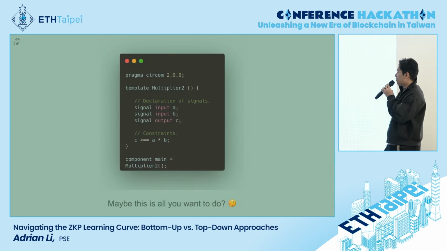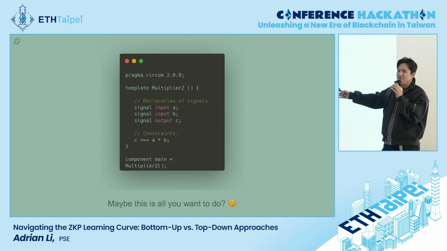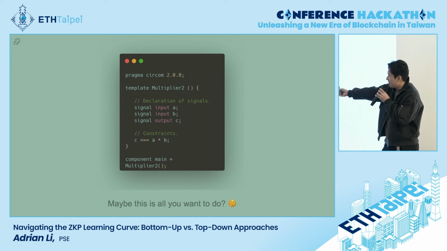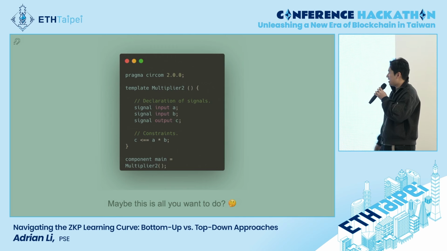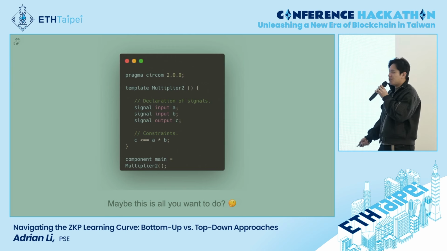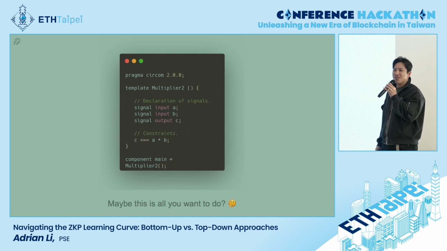So maybe this is all they want to do, right? And I think anyone here, even completely non-technical, can understand this as well. There's the constraint, you see it must be A times B, and so this is a circuit that proves that A times B is equal to C. That's it, right? And then you don't really need like 2 hours of YouTube videos and 6 different blog posts to tell you that.